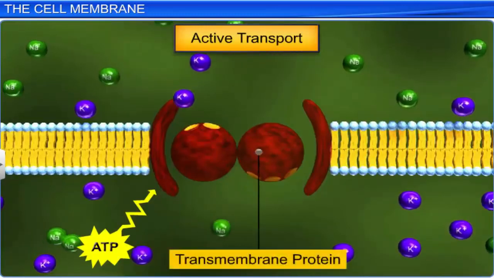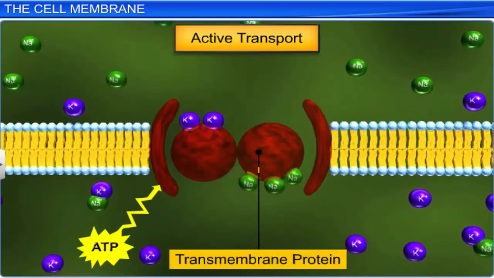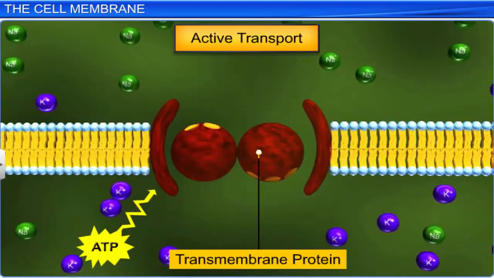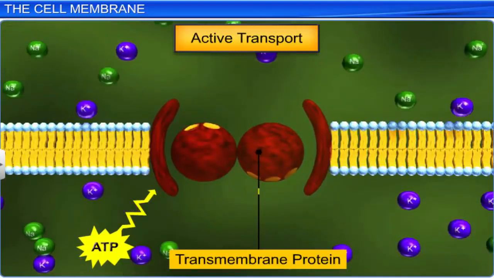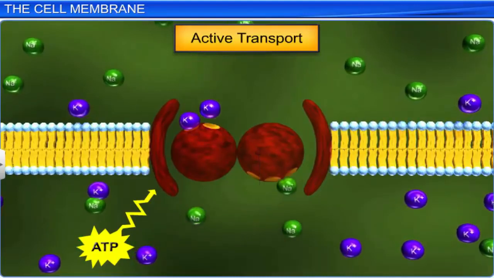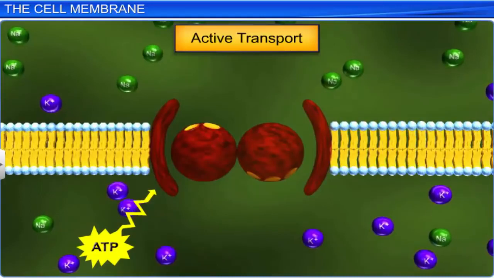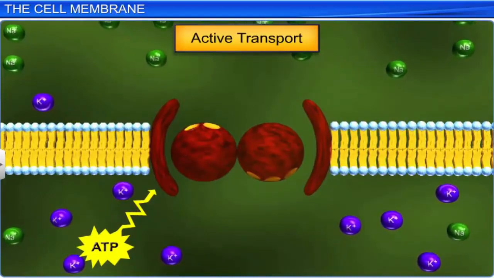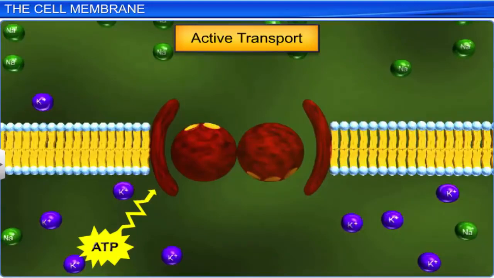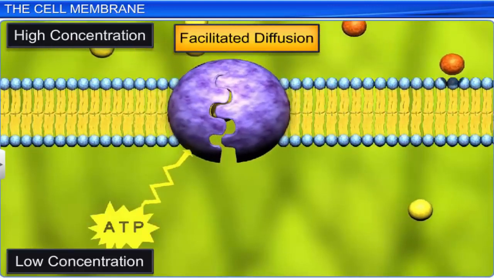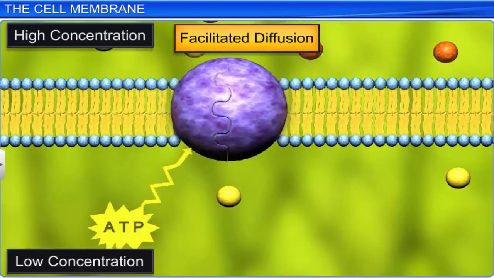transmembrane proteins act as pumps and utilize the energy from ATP to move substances against their concentration gradient, that is, from lower concentration to higher concentration. An example for this is the sodium-potassium pump. Sometimes, glucose is also transported against the concentration gradient via active transport.